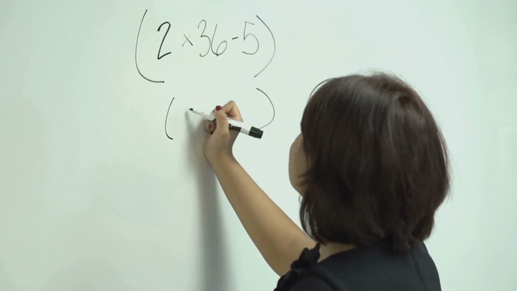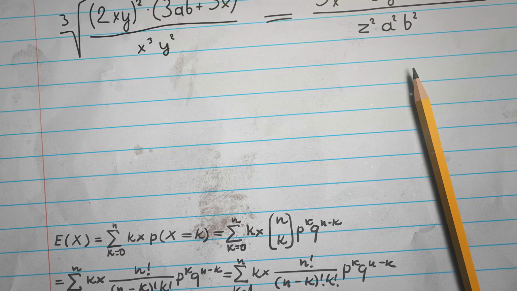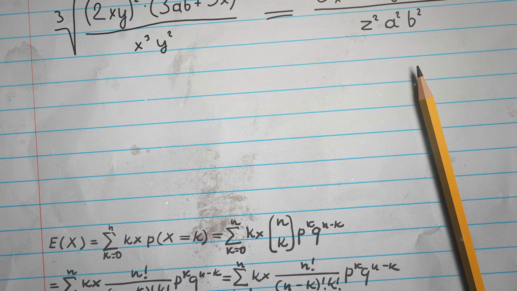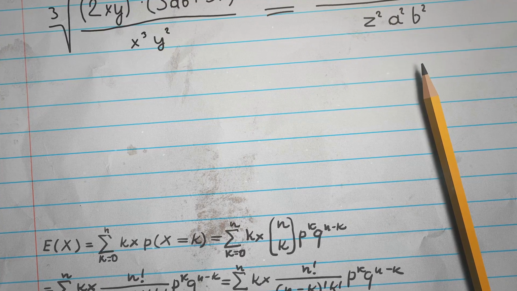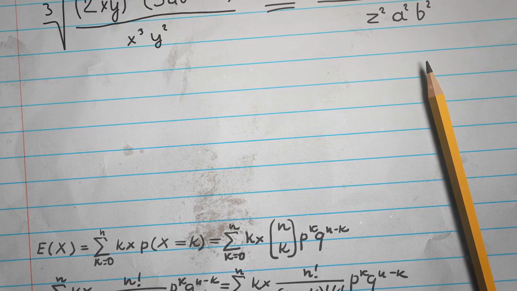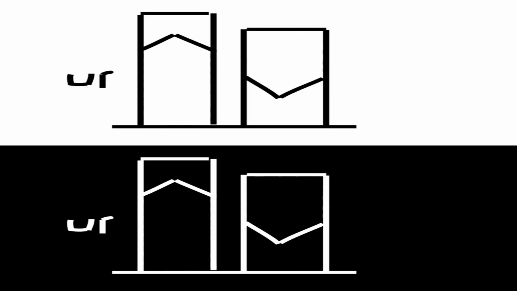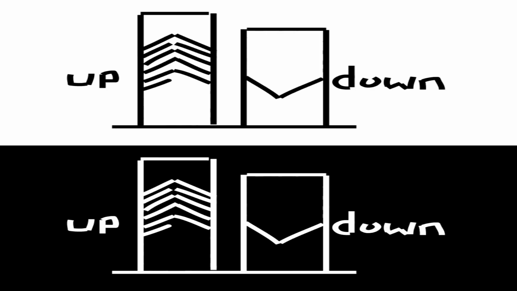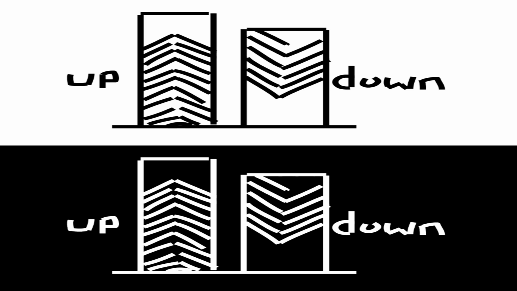Now, let's talk about proportions. A proportion is just an equation that tells us two ratios are equal. Think of it like this. If you have a ratio of 2 to 1, the proportion would be 2 over 1 equals 2 over 1.